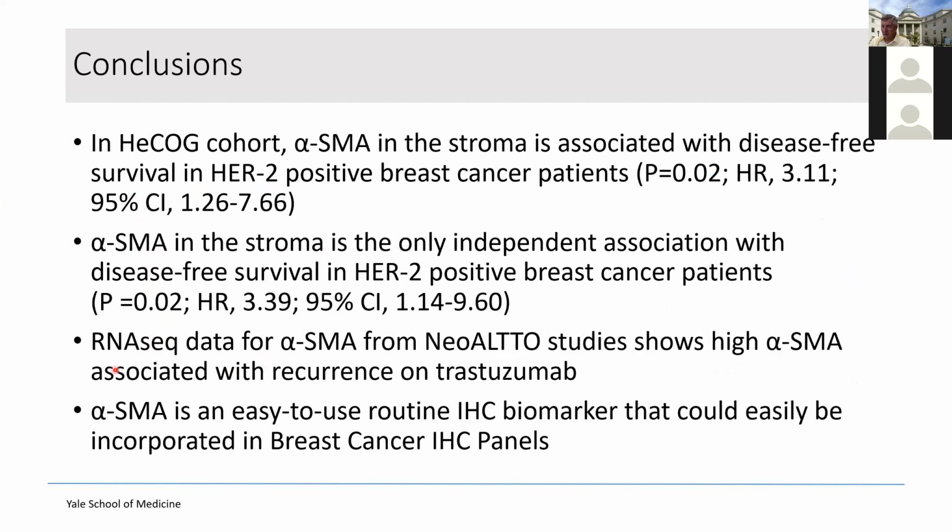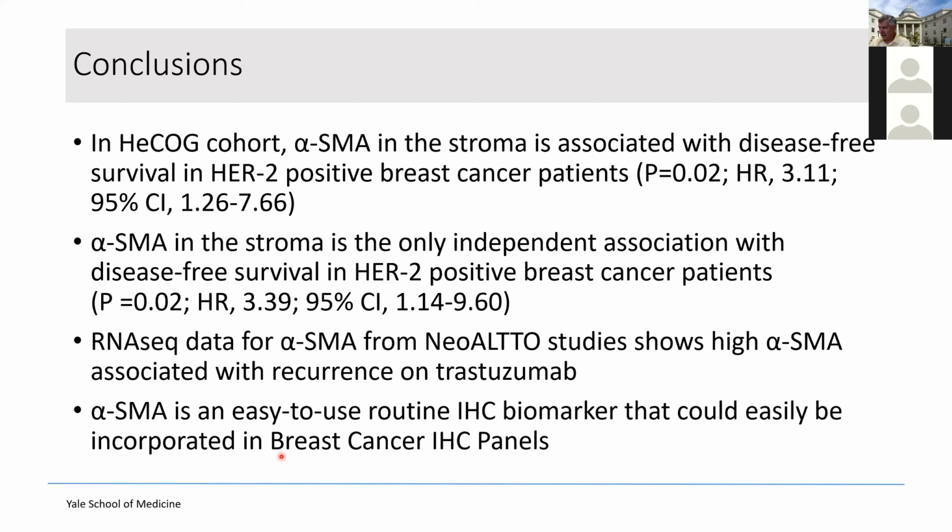But perhaps the most important conclusion is that alpha SMA is easy to use. Pathologists have been using it for years in our clinical lab. And so I'm hopeful this could be a pathologist-driven method for evaluating patients potentially in the neoadjuvant setting who should have more than just trastuzumab. Although with trastuzumab deruxtecan and the changes that are occurring in the HER2 space, this assay may be obsolete before it's even tried. But we'll see.